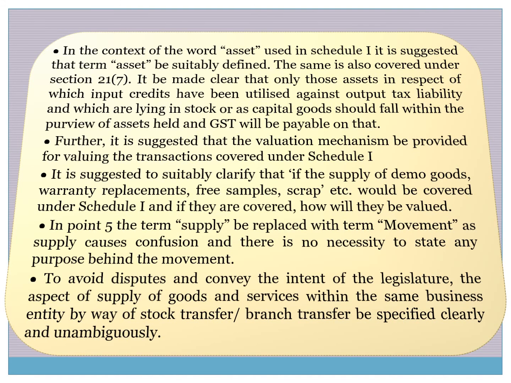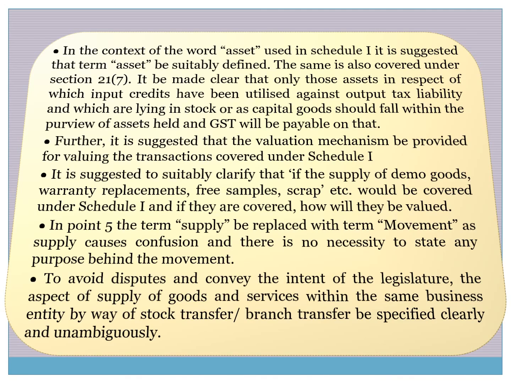In the context of the word asset used in Schedule 1, it is suggested that term asset be suitably defined. The same is also covered under Section 21, subsection 7. It be made clear that only those assets in respect of which input credits have been utilized against output tax liability and which are lying in stock or as capital goods should fall within the purview of assets held after deregistration, and GST shall be payable only on that.